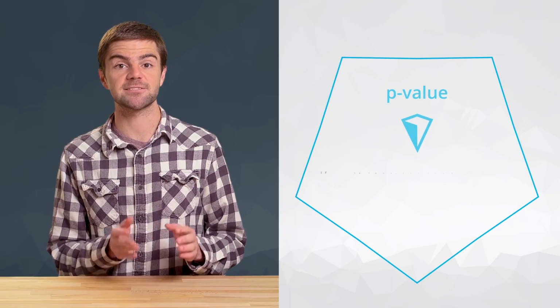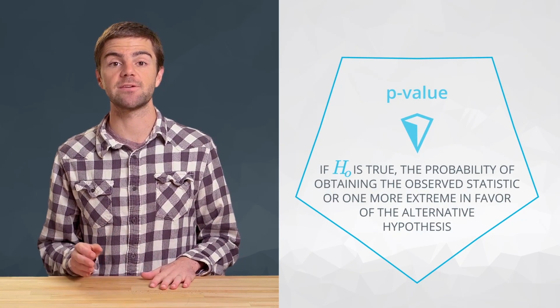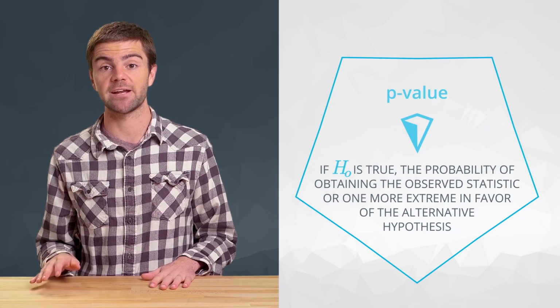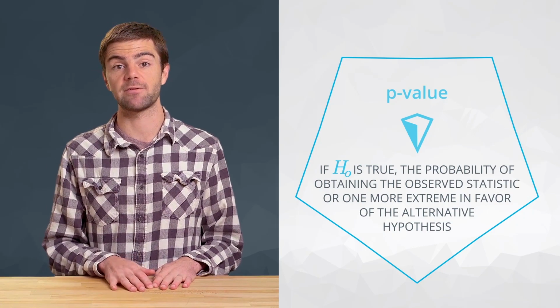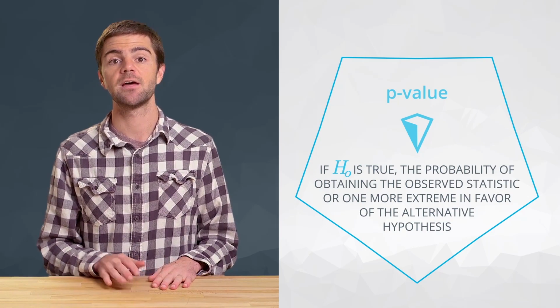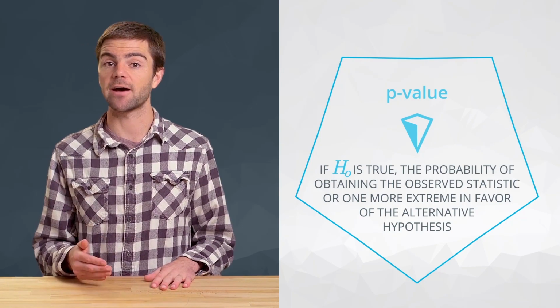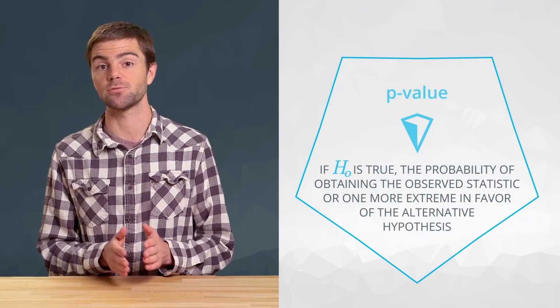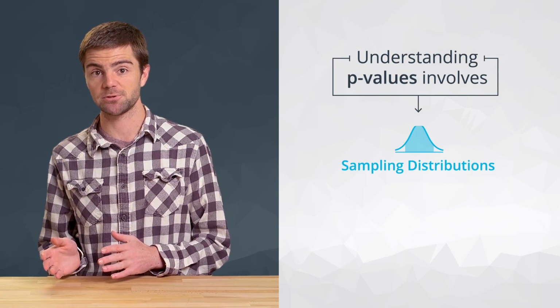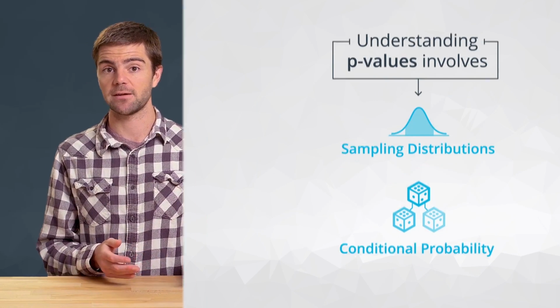In the previous video, you saw two methods for how we might choose between competing hypotheses. In the second method, we asked the question, if the null hypothesis is true, what is the probability of obtaining the statistic we observed in our data, or one more extreme in favor of the alternative hypothesis? This probability is what is called a p-value. Finding the p-value involves a mix of ideas that you've learned about: sampling distributions and conditional probability.